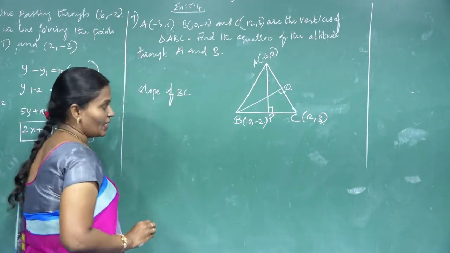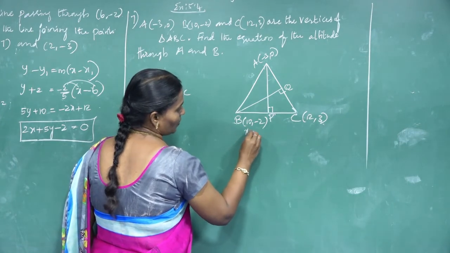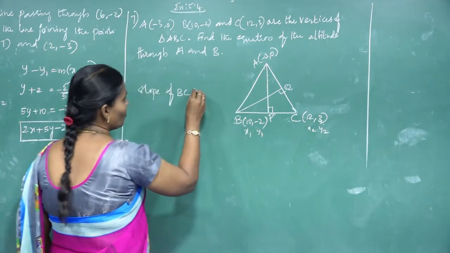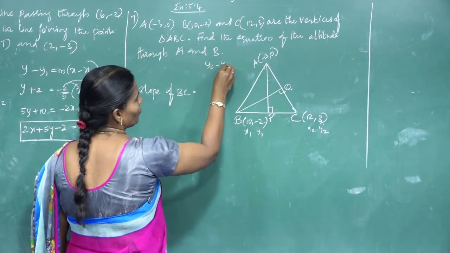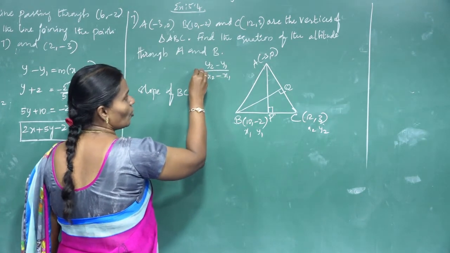Slope of BC. Consider this as x1, y1. This point is x2, y2. So what is the slope formula? y2 minus y1 by x2 minus x1. This is the slope, isn't it?